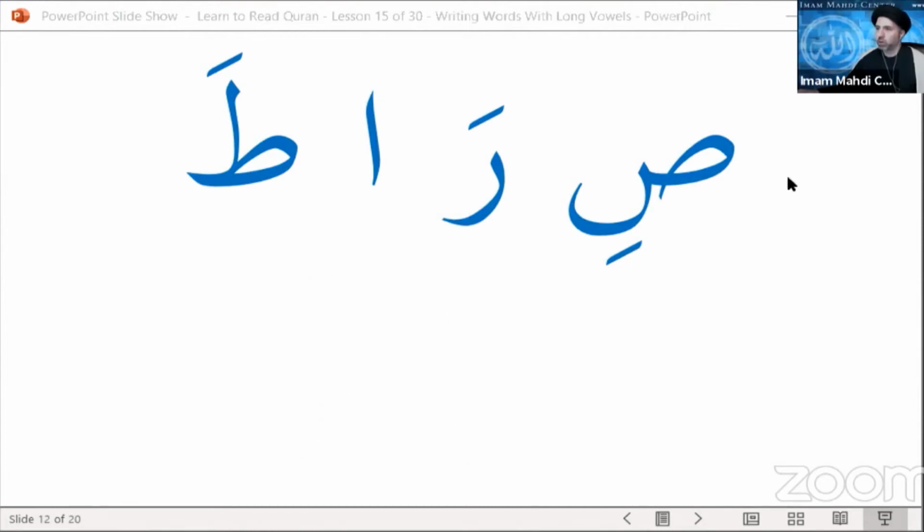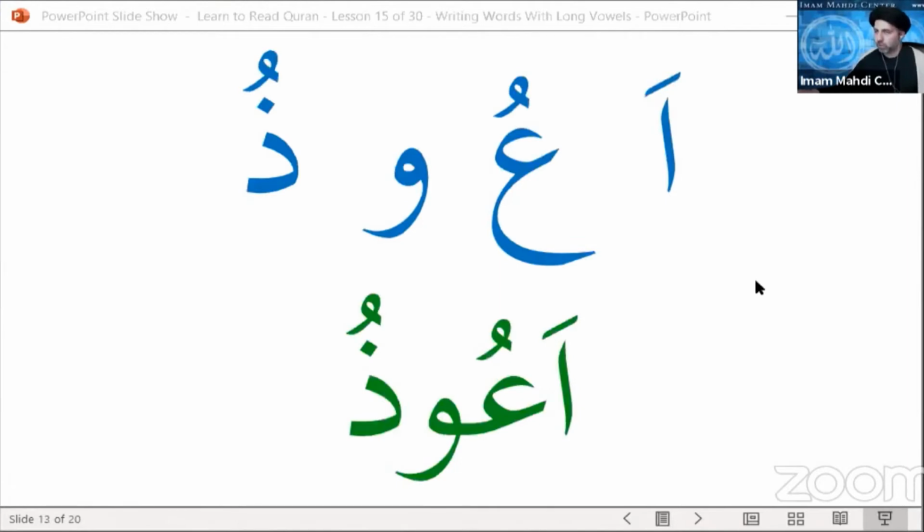On to our next word, which has 4 letters. Alif with fatha gets pronounced a. Then we have ayn with a combination of dhamma and waw. So now the ayn, when it has this combination of dhamma and waw, it gets the long oo vowel sound, so it gets pronounced oo. Then we have dhal with dhamma that gets pronounced dhu.